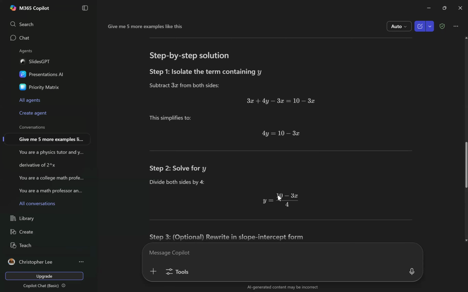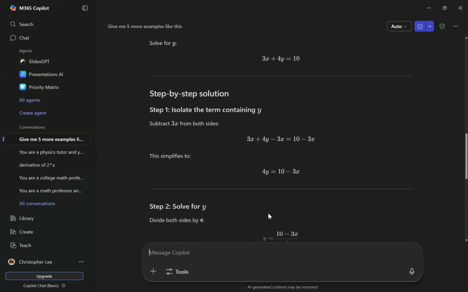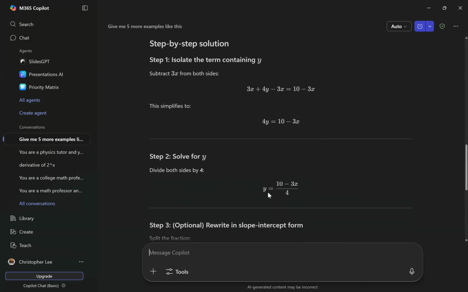So the first step is, hold on. This is the original equation up here: 3x plus 4y. You're subtracting 3x from both sides. Then after that, now you have 4y equals 10 minus 3x. Then you want to divide by the 4, by the number that's in front.